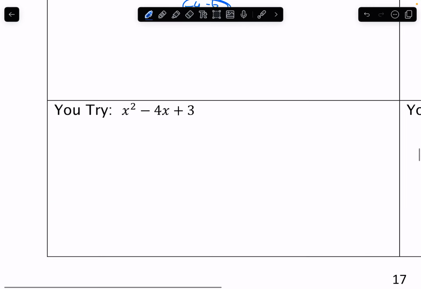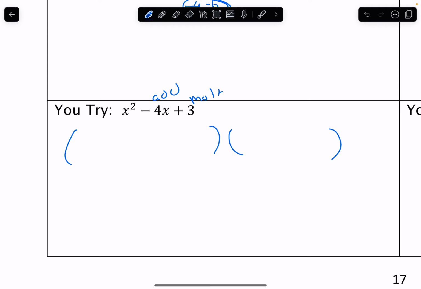So, I'll go ahead and do this one. We have to find the two numbers that multiply to this guy and add to this guy. So if we want to multiply to 3, there's not a lot of ways to get 3, right? We've got 1 and 3. That's it. If we want to multiply to a +3, we either need two positives or two negatives. Well, we're adding to a negative, so we're going to need a negative and a negative. We got x - 1, x - 3.